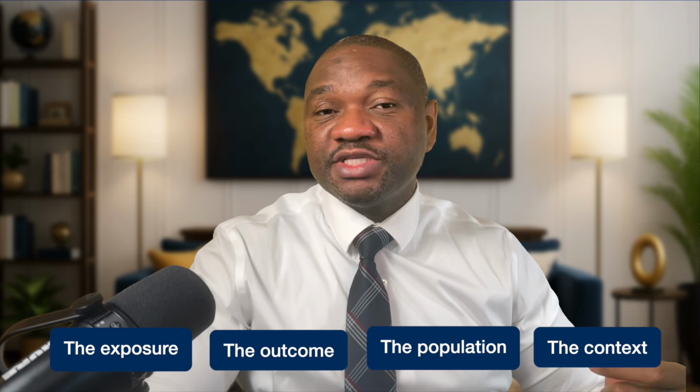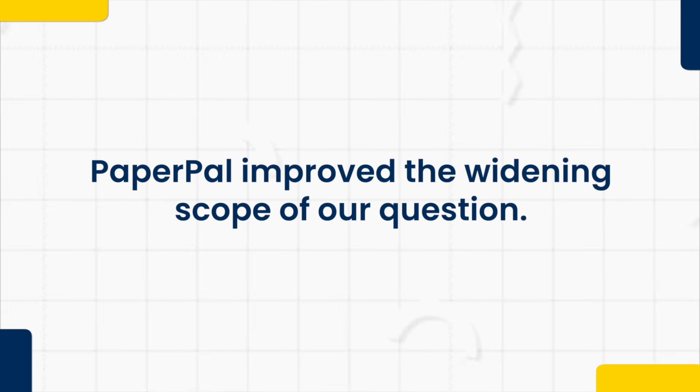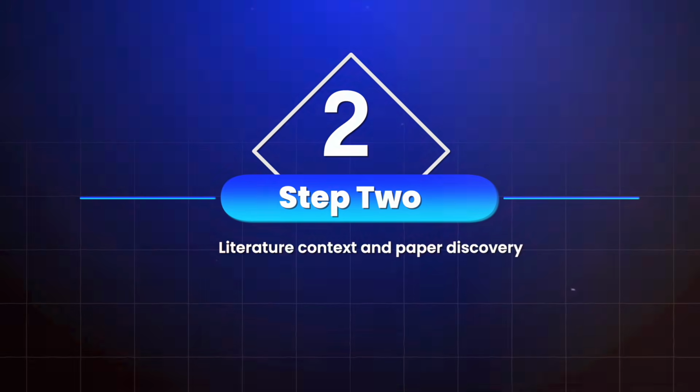Remember that the key point here is that Paperpal improved the wording and scope of our question. It didn't design our study or put forward the argument for us. And step 2 is literature context and paper discovery. So once you've been able to refine your research question, now what you need to do is to find relevant literature to support your definitions, justify your framing, and anchor your claims.